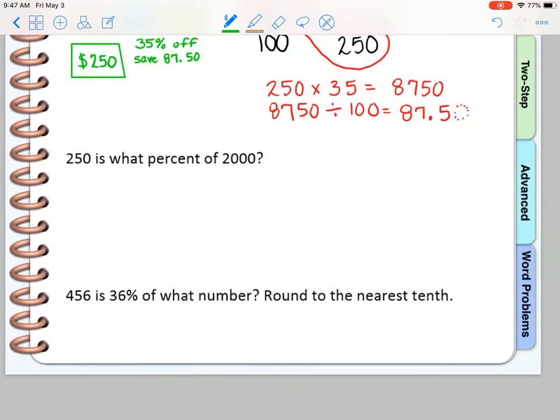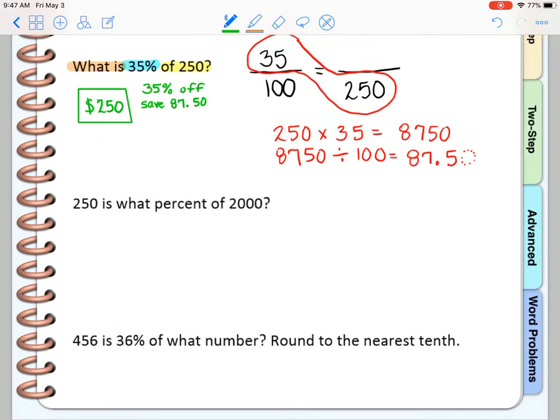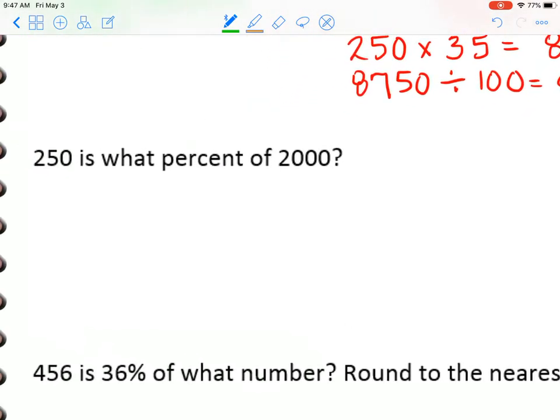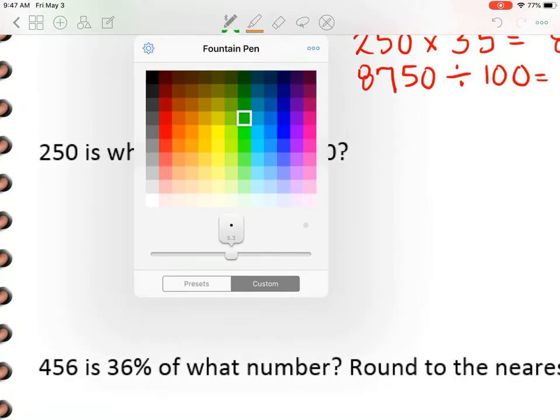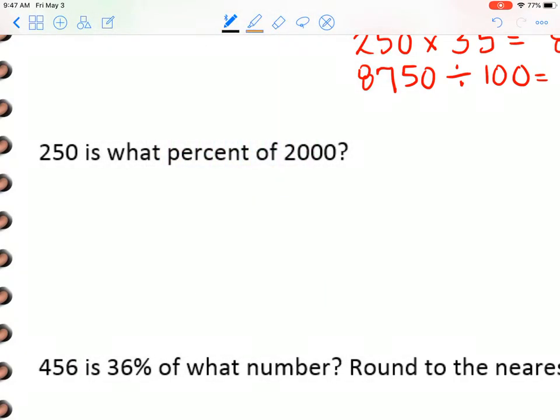Okay, let's try this next one. 250 is what percent of 2,000? So let's set up our proportion. This is just going to help me find the percent. 100 is constant. We don't know the percent, but we know the is, we know the part, and we know the whole.